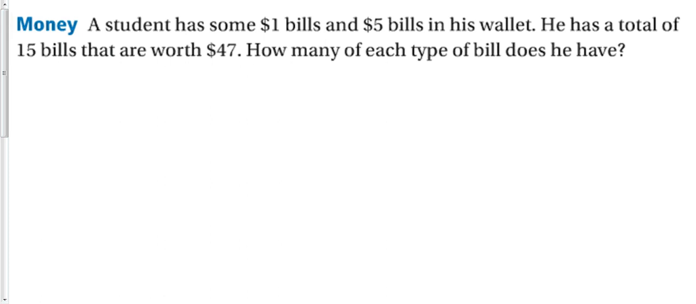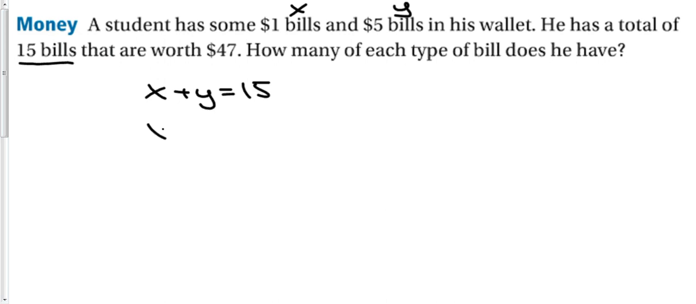Very common to have word problems like this with a system of equations. I'm not going to go through this whole one. I just want to set it up. Okay. A student has some $1 bills and $5 bills in his wallet. He has a total of 15 bills that are worth $47. So let's set that up. $1 bills are going to be X. $5 bills are going to be Y. Okay. So he has a total of 15 bills in his wallet. So X plus Y is going to be equal to 15.